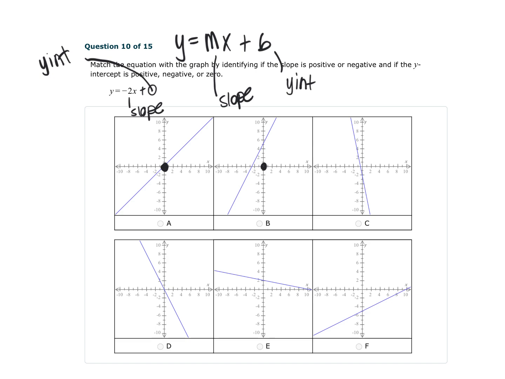So the line that we choose needs to go through this point. And so far, only A and D do this. Now from here, we can use the slope, and it's a negative slope. Negative slopes, as you go left to right, fall. So D is our answer.